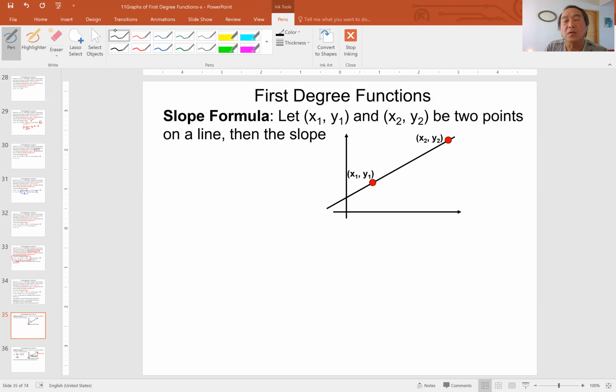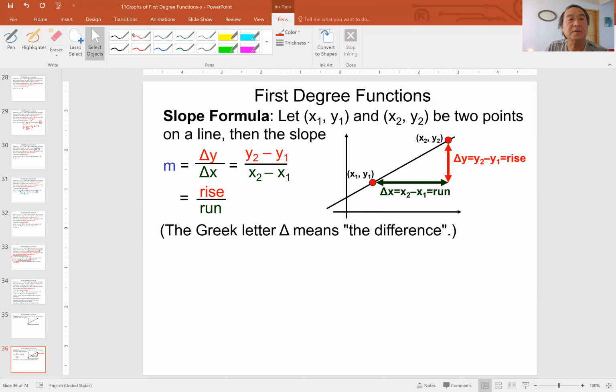So suppose I have 2 points. We're talking about straight lines. If I know 2 points on a straight line, and this is a function because it's not vertical, I can calculate the slope, and the slope is given in 3 different forms. The first one is delta y over delta x. Delta y is the difference in the y's, the y's in the coordinates.